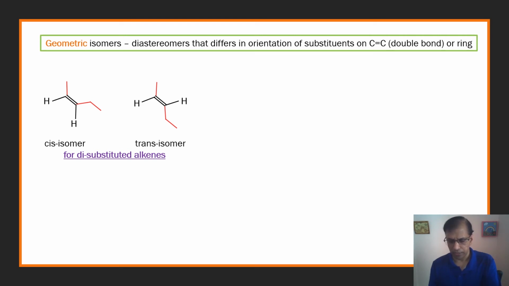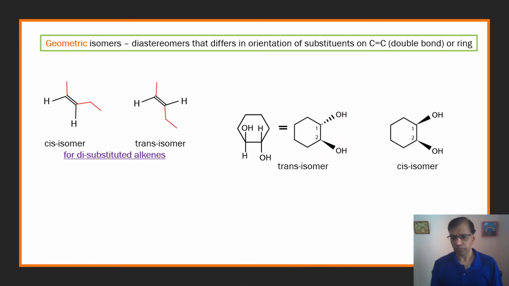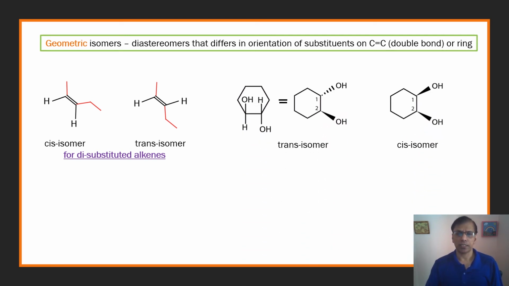So let's look at geometric isomers and trans isomers for a ring. In the case of a ring, this is a cyclohexane ring, and you have two OH groups on the cyclohexane ring. The two OH groups are on opposite sides of the ring, and so it's called the trans isomer. This can also be written like this, where you have the wedge which points towards you, and this is the hash which points away from you or below the plane of the ring.